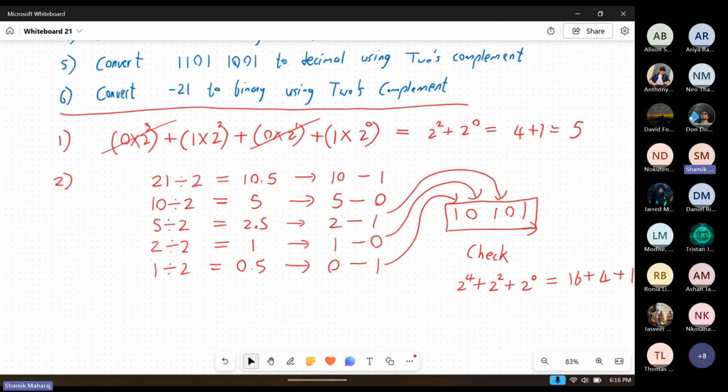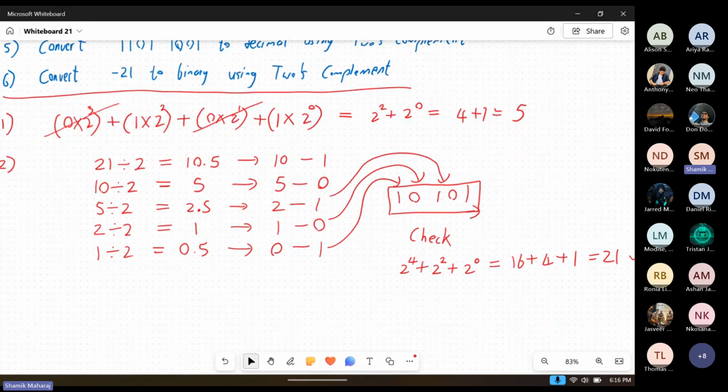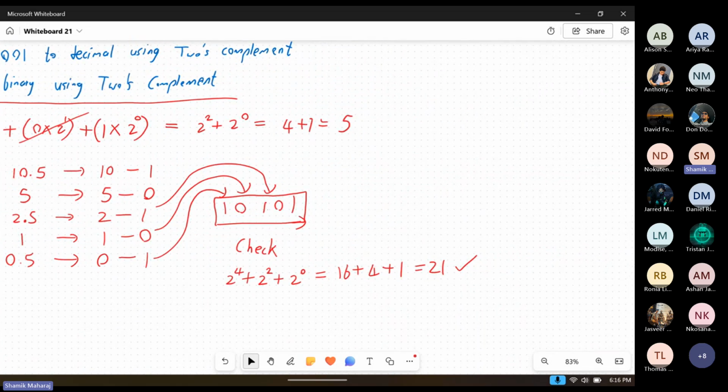Okay. Also, let me just read the question again. Convert to binary. It didn't tell us anything about the number of bits we need at the end, which is okay. You'll get full marks for something like this, but it's always good in general to write these using 8 bits if you're not told anything else. So this is now 1, 2, 3, 4, 5 bits.